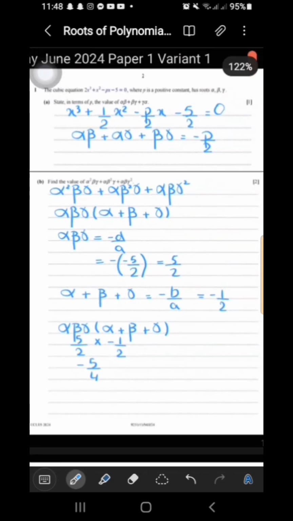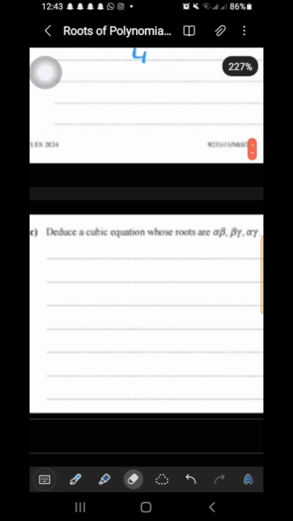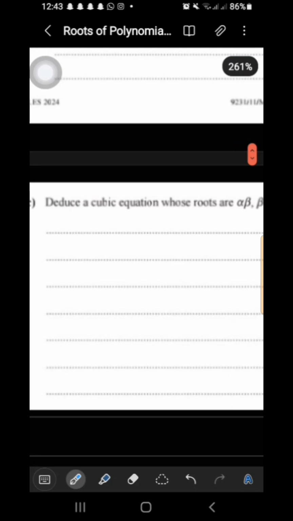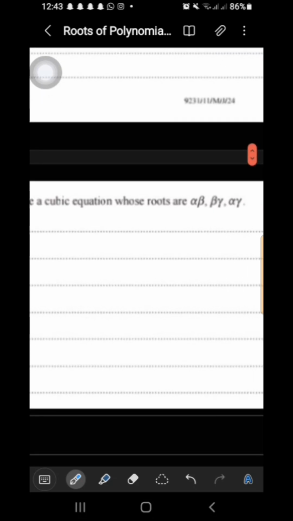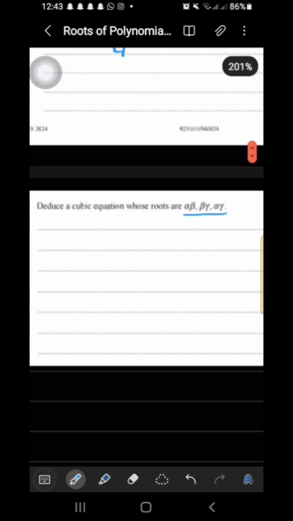So now we are moving ahead to part C. Here is the question, part C. Deduce a cubic equation whose roots are alpha beta, beta gamma and alpha gamma. So here is the trick we can follow.